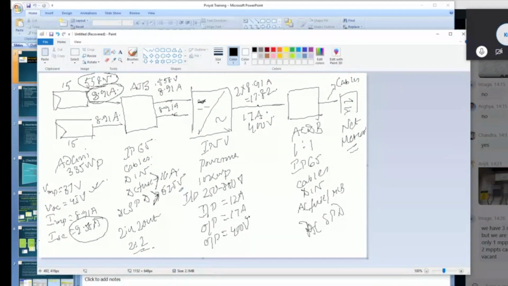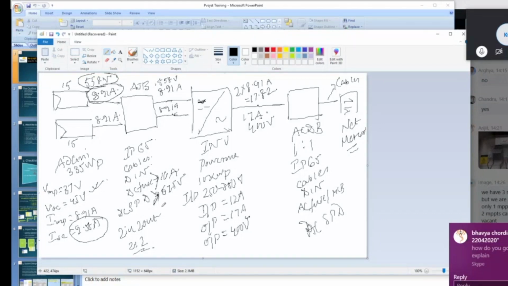As I am again repeating, every protection system needs to be designed as per VOC and ISC, not as VMP and IMP. Because VMP and IMP are the nominal voltage and current flowing. But it might be possible that due to damage, it can go to VOC and ISC. So the protection system should be designed above VOC and ISC.